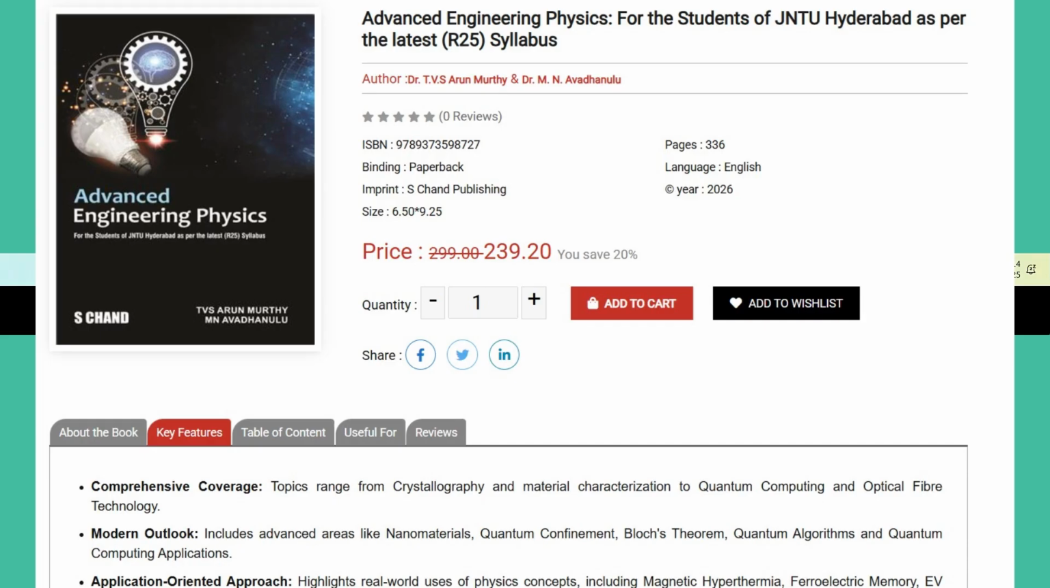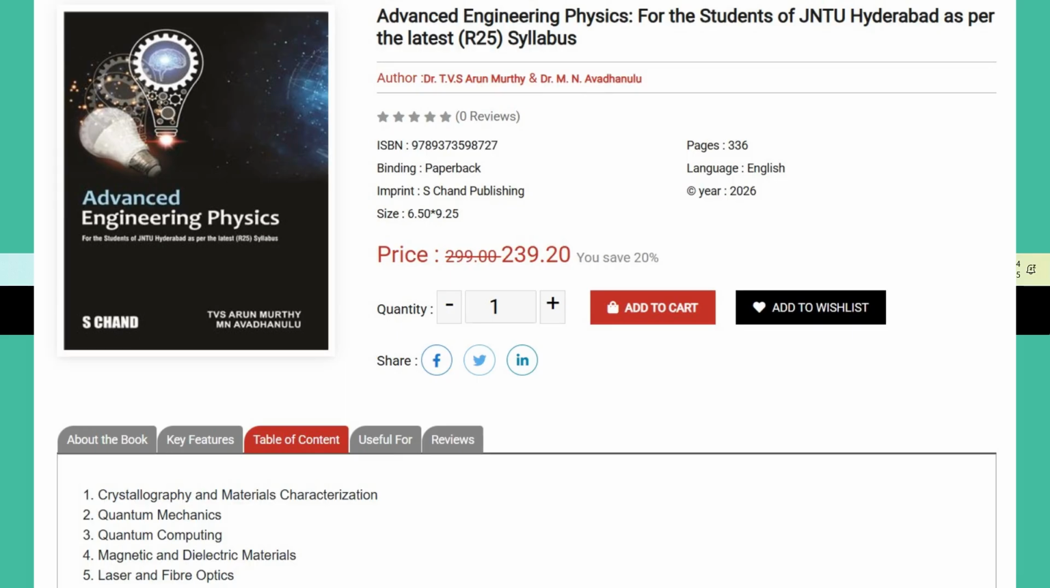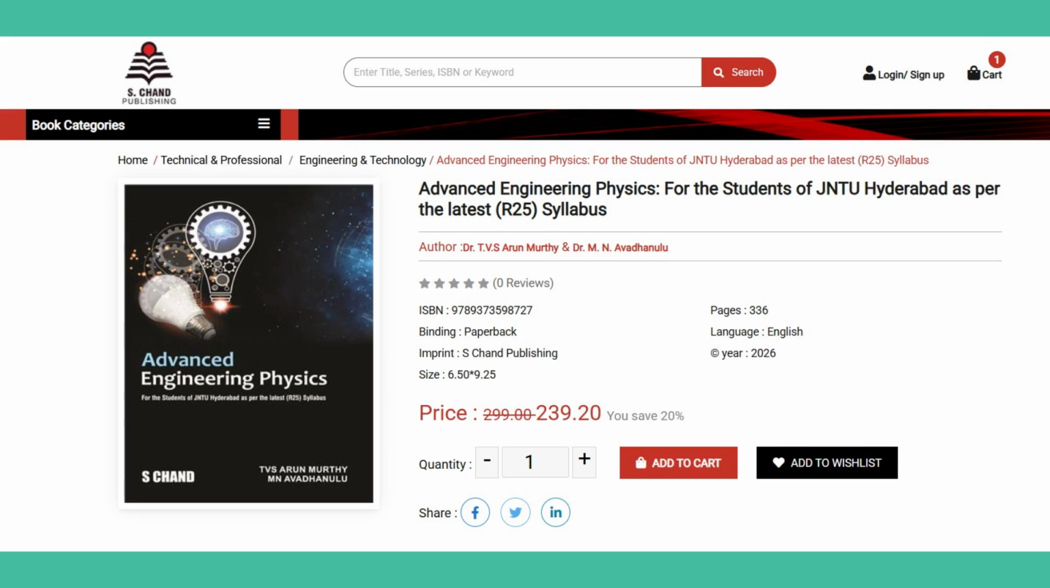For both sems, the syllabus is the same, and only one book covers all the things, that is Advanced Engineering Physics by TVS Murthy and MN Avadhanulu. If you want to purchase, you can go to S-Chand Publishers and search for Advanced Engineering Physics. Then you can click here, add it to the cart, then go to cart, and from there you can pay online easily by scanning. Nowadays they are providing all options for payment, and give your address, and we will get it.